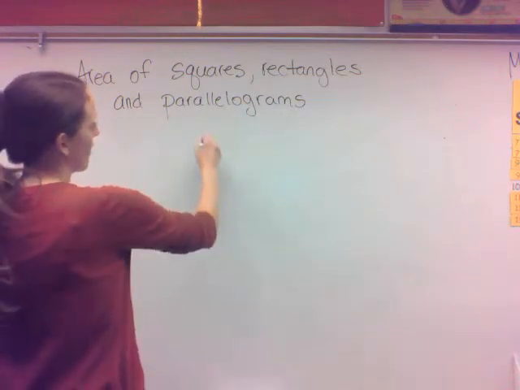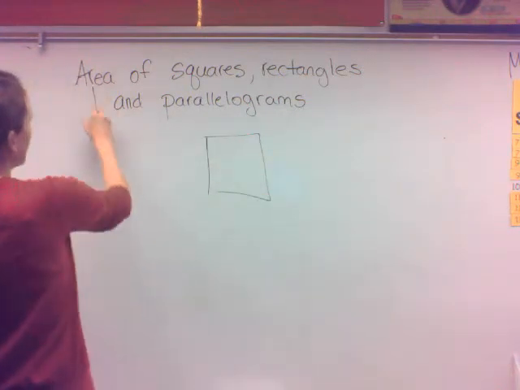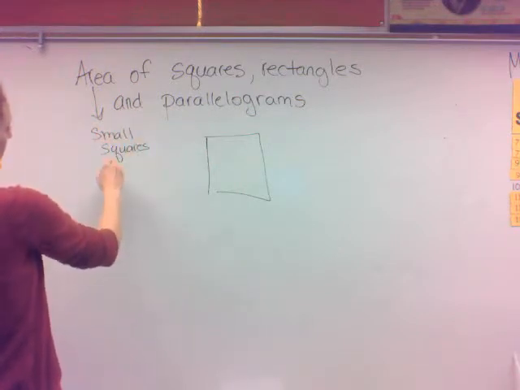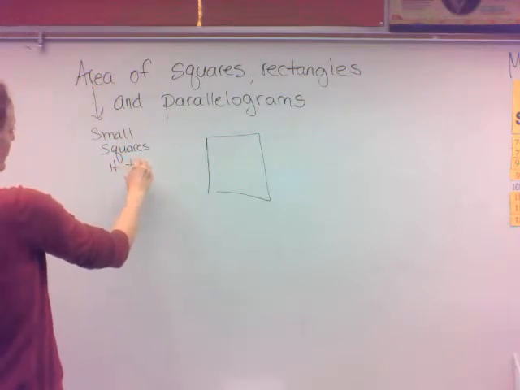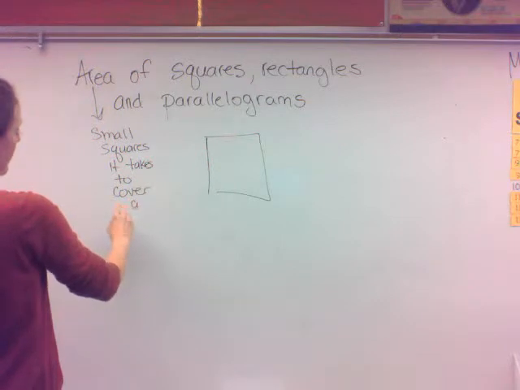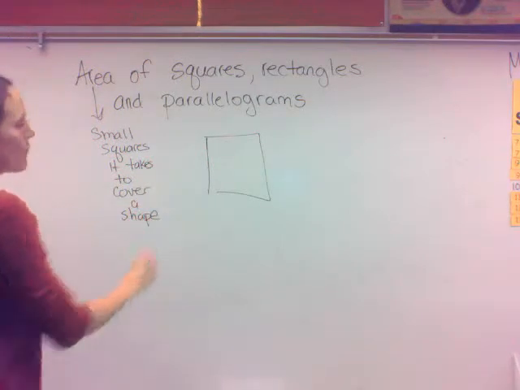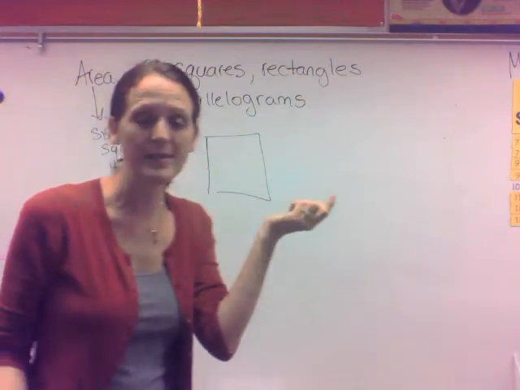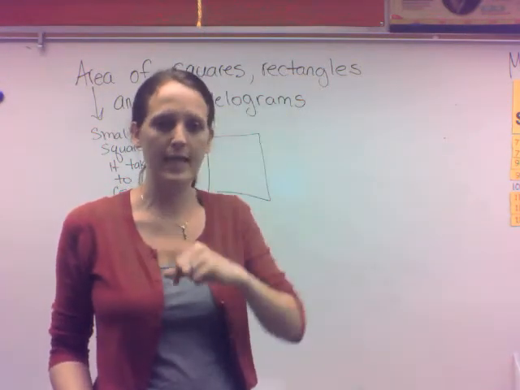When we are finding the area, we are finding the small squares it takes to cover a shape. When we're finding area, we're finding how many little tiny, or not little tiny, they could be big squares, but how many squares it takes.